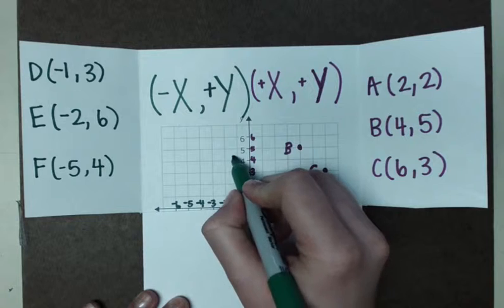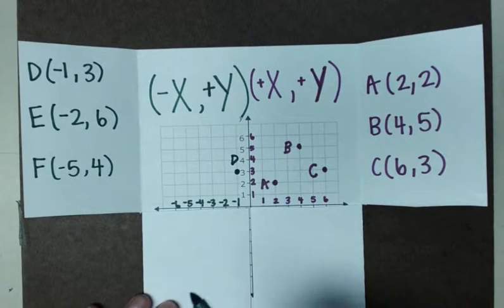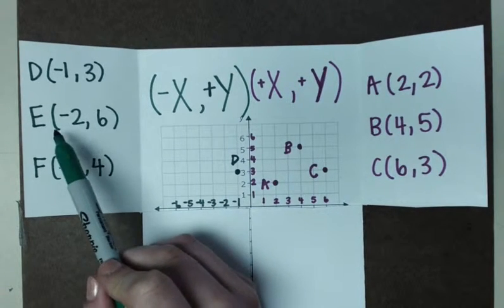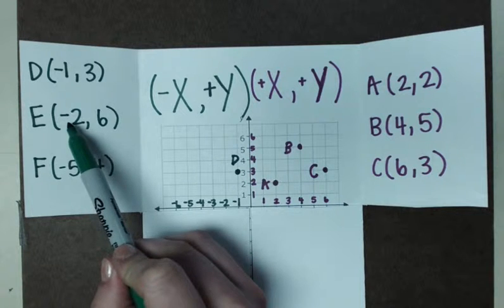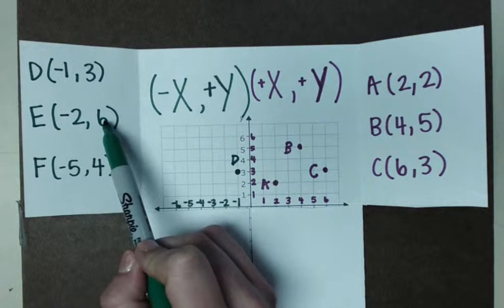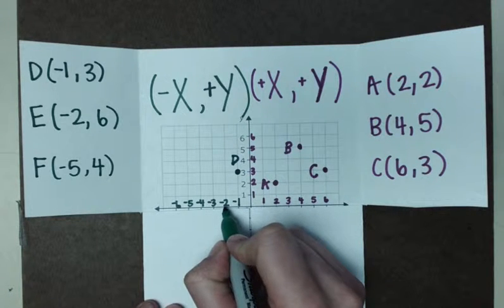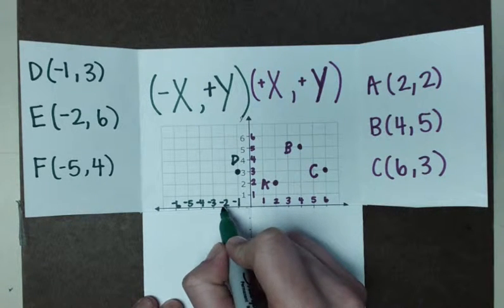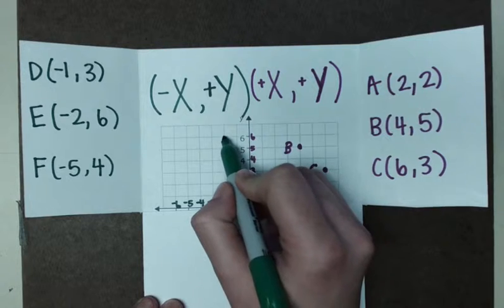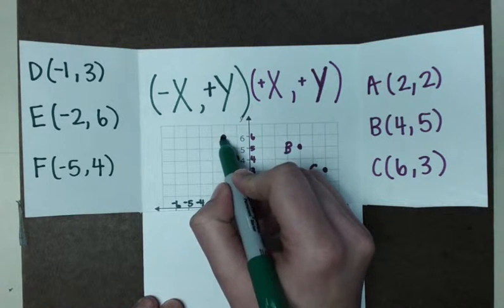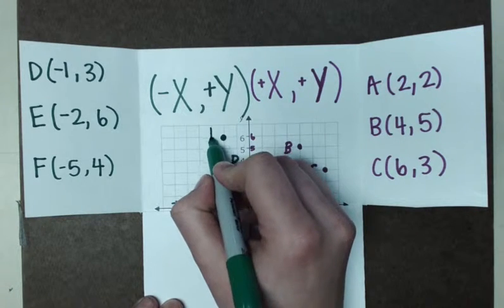That would be D. Okay, for our next one, for E, we have a negative 2 and a positive 6. So we have negative 2x, so we go over 2, so negative 2 for our x, and then we go up 6 for our y, and that's our E.